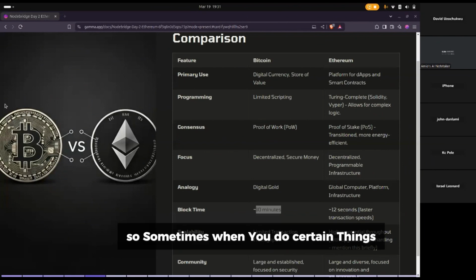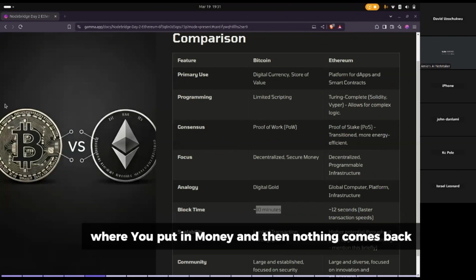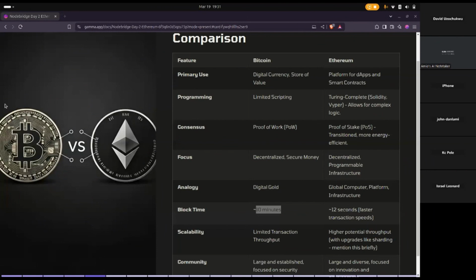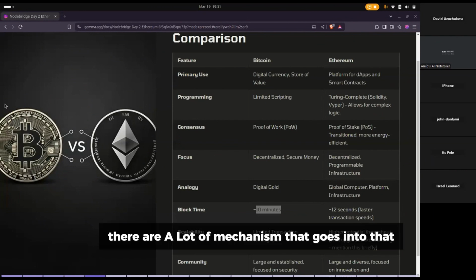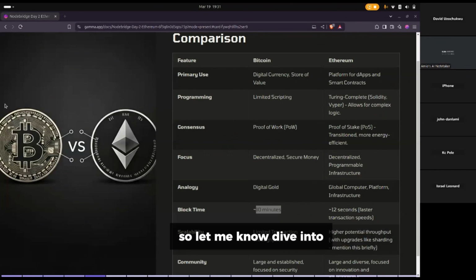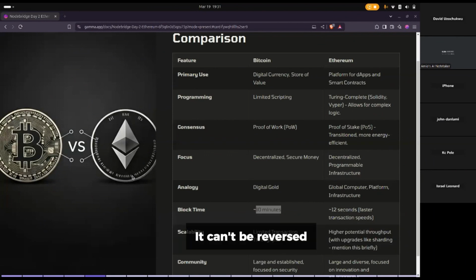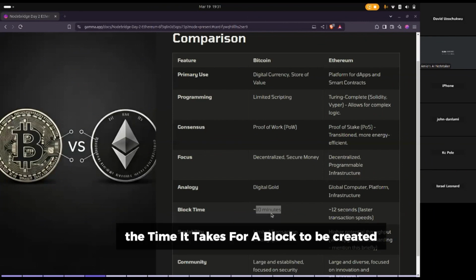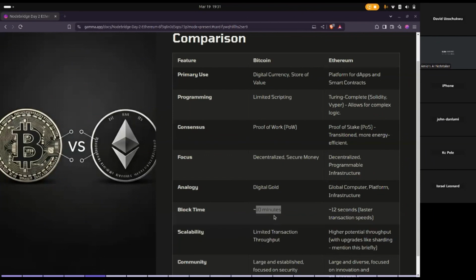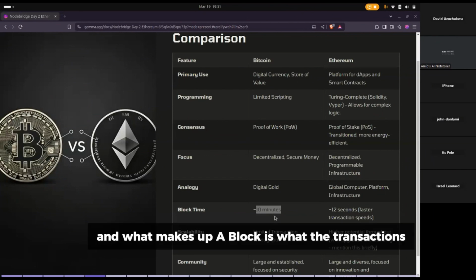So sometimes when you do certain things in the blockchain space where you put in money and then nothing comes back, someone has done that. There are a lot of mechanisms that go into that, so let me not dive into all that. But as soon as it's been added to the blockchain, it can't be reversed. So that's the block time, the time it takes for a block to be created. And what makes up a block? The transactions.